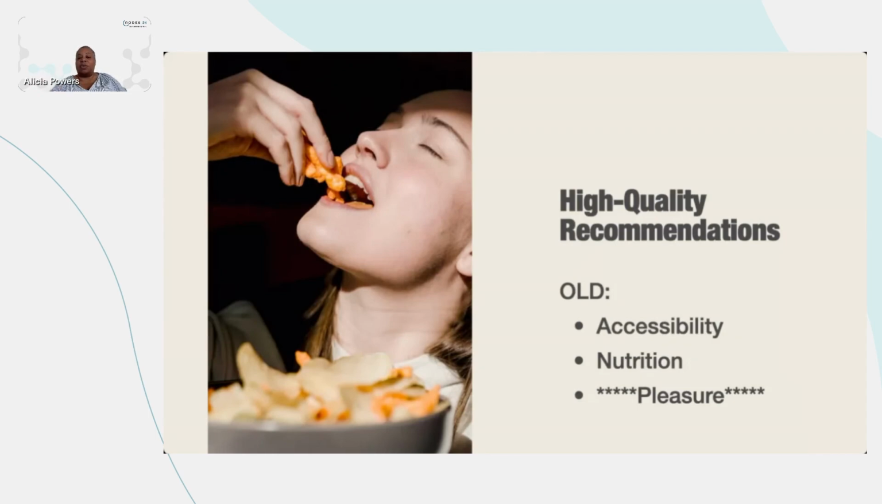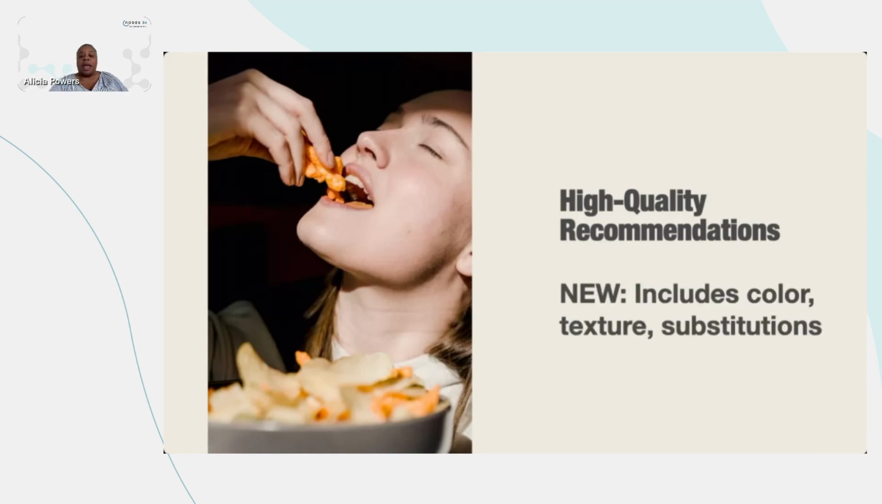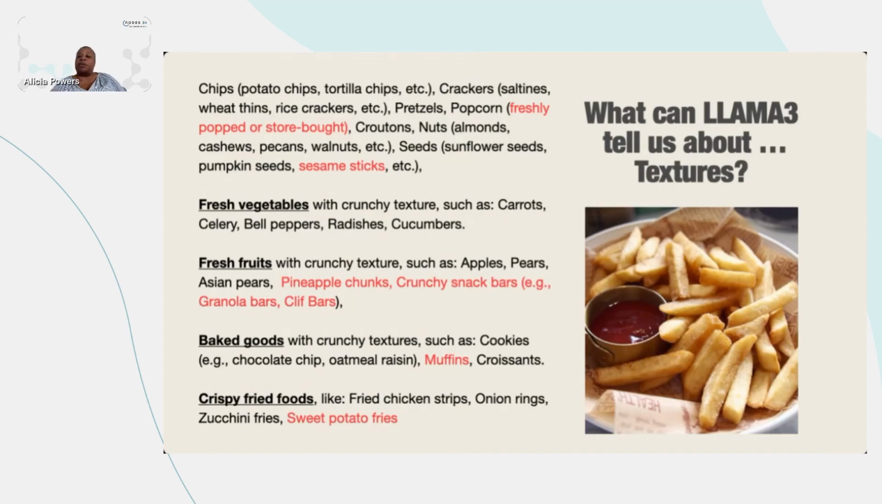So again, the old way was to make high quality recommendations, thinking about accessibility, nutrition, and pleasure. What I'm excited about with LLMs is that I can include other things like textures and colors and substitutions. When I started out, I didn't know what the LLM actually knew or understood about food. So I started with some prompts around that. I asked Llama 3, can you give me some crunchy foods? And I thought it did a great job.